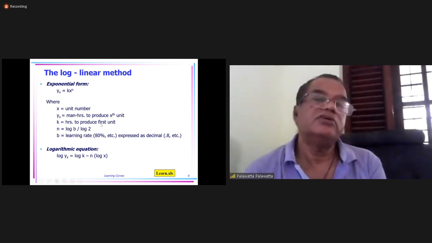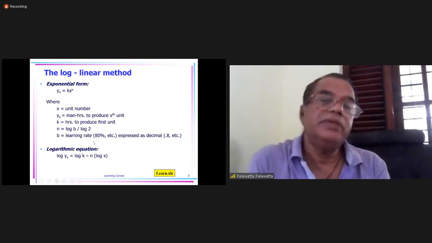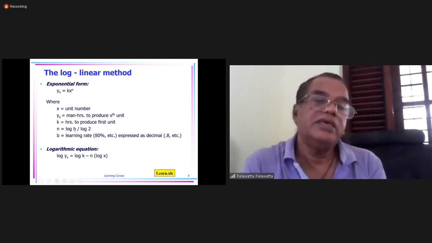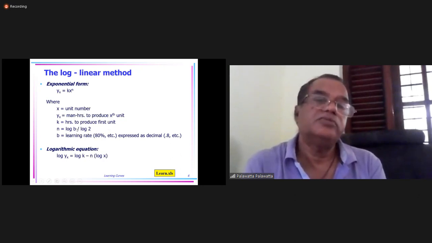K equals hours to produce the first unit. N equals log b divided by log 2. Here b is actually the learning rate. So we write b as a fraction, that is log 0.8. If b is 80%, then b equals 0.8. So you see we write it down as a fraction.